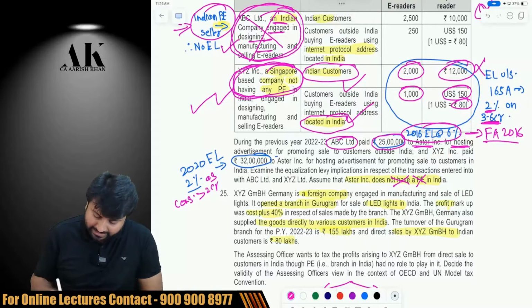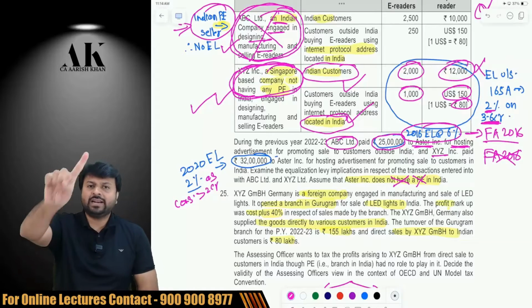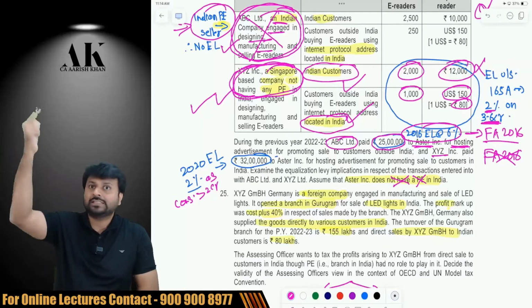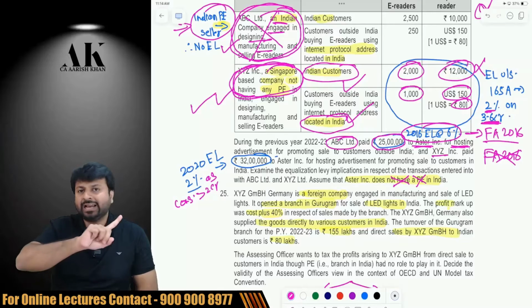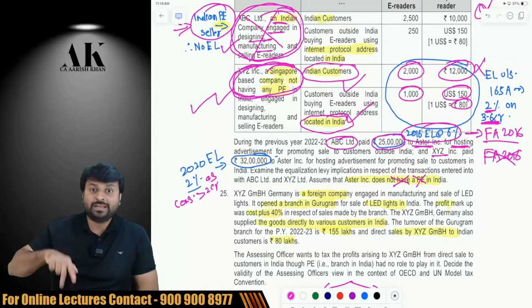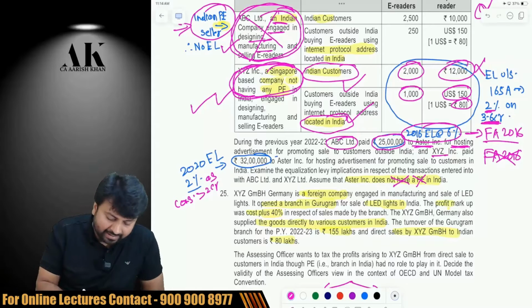XYZ Inc. will not be covered in the Finance Act 2016 equalization levy. Why? Because in the Finance Act 2016 equalization levy, the payer has to be either a resident or a non-resident who has a PE in India. Now, XYZ Inc. is neither a resident nor a non-resident who has a PE in India. XYZ Inc. does not have a PE in India, which you can see over here.